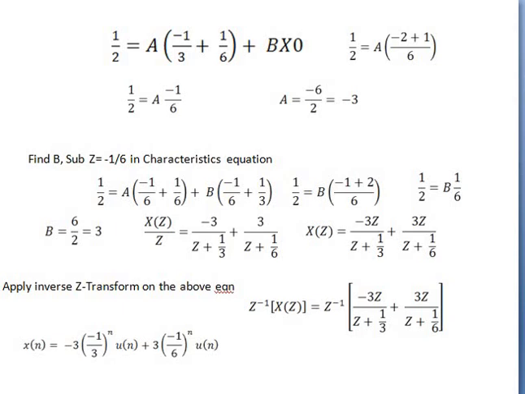Here the minus 3 is constant, so minus 3 z by z plus 3 is minus 1 by 3 the whole power n into u of n. In the second term 3 is constant, z by z plus 1 by 6 is minus 1 by 6 the whole power n into u of n.